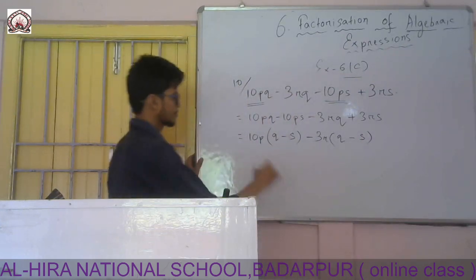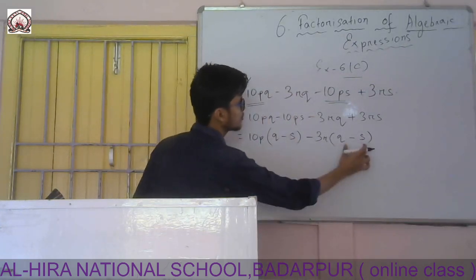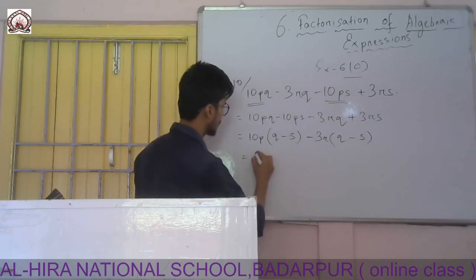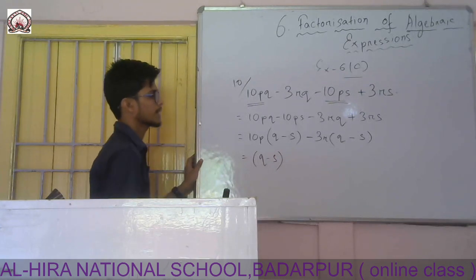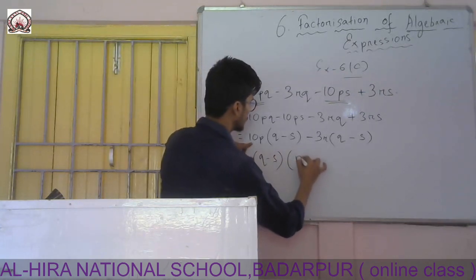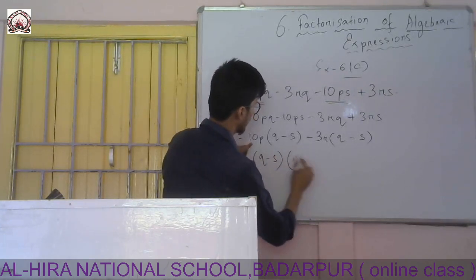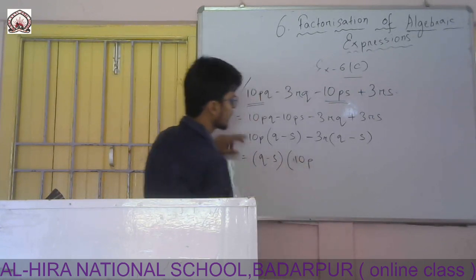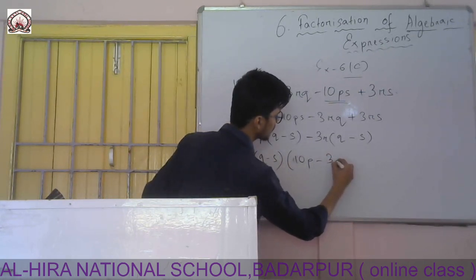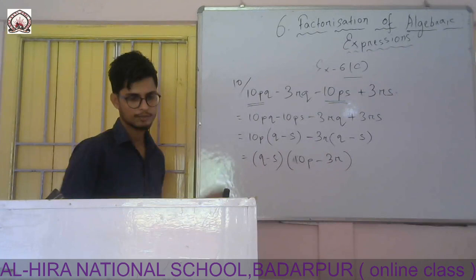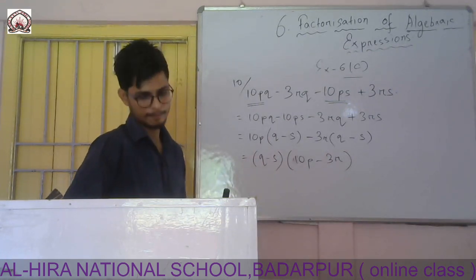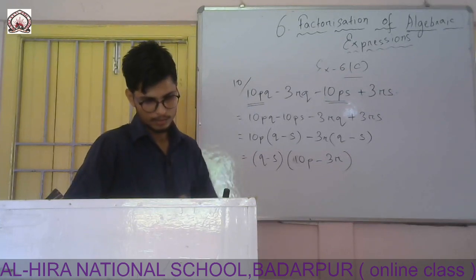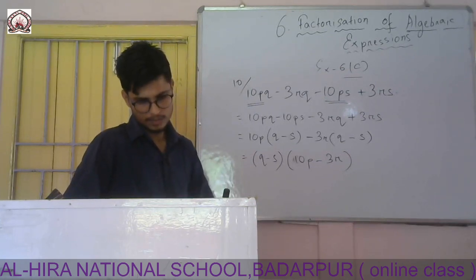Okay. So now q minus s is common in both cases. So first of all I will write q minus s. So I have written q minus s. What is left is 10p, and what is left is minus 3r. So these are the factors: q minus s into 10p minus 3r. Okay. So now 11, 12, 13, you try. Now question number 14.